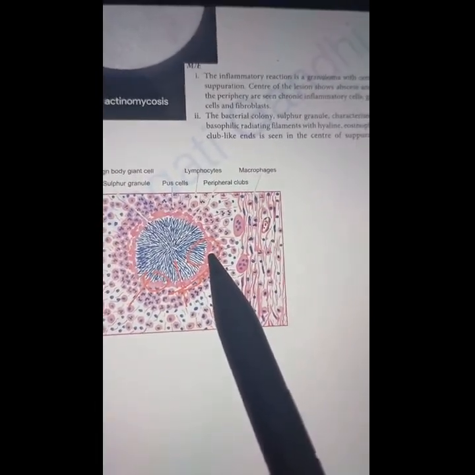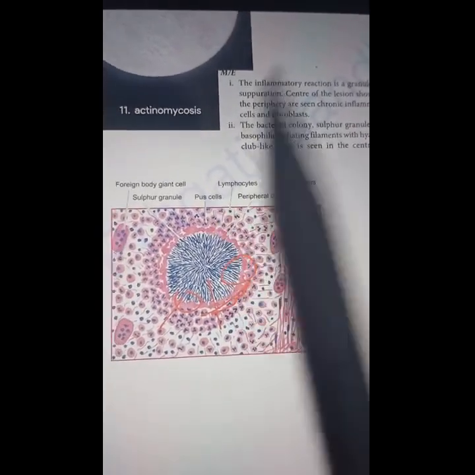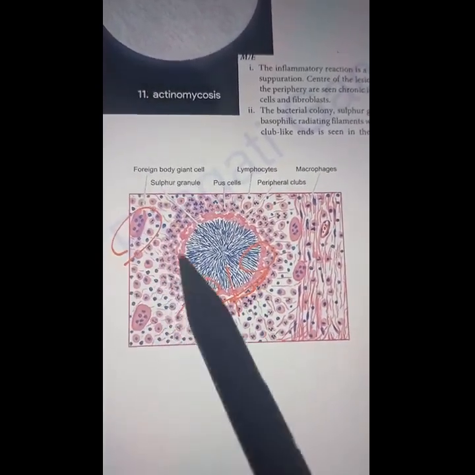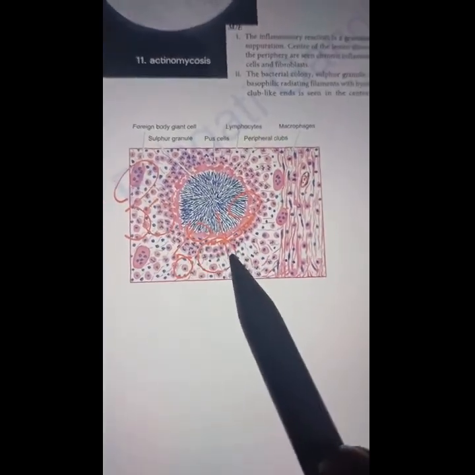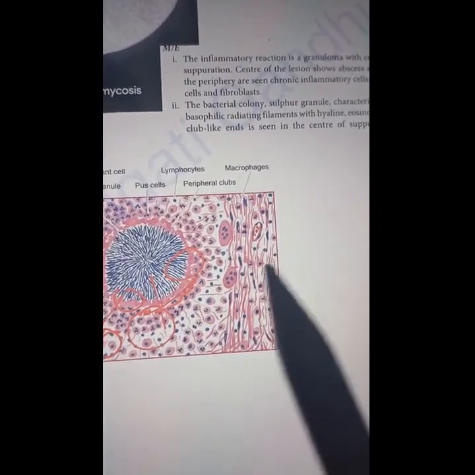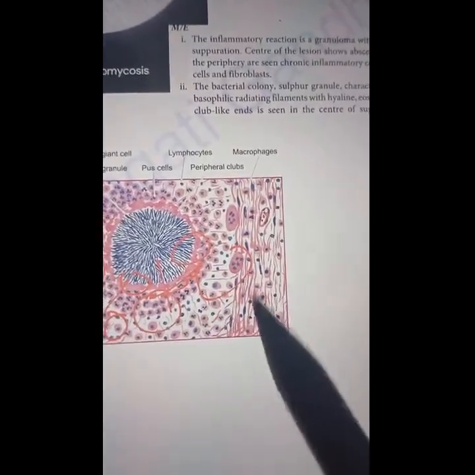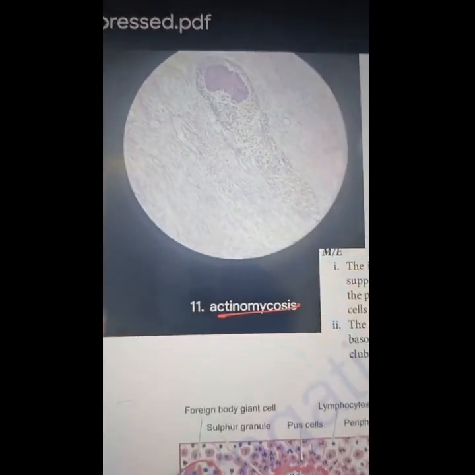And surrounding it, you will find an abscess, and that abscess consists of chronic inflammatory infiltrate. You can see foreign body giant cells, neutrophils, lymphocytes, fibroblasts, macrophages, and mononuclear cells. Then there are multinucleated giant cells and fibroblasts also. Basically this is called actinomycosis, which can be seen in this slide nicely.